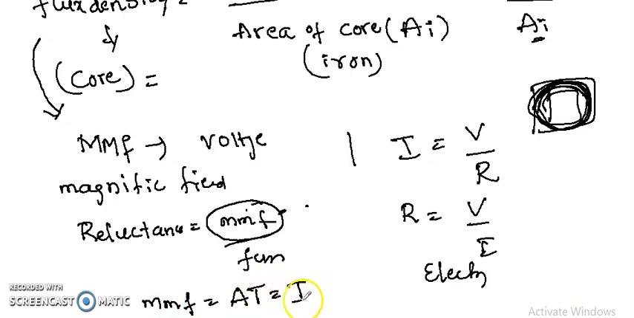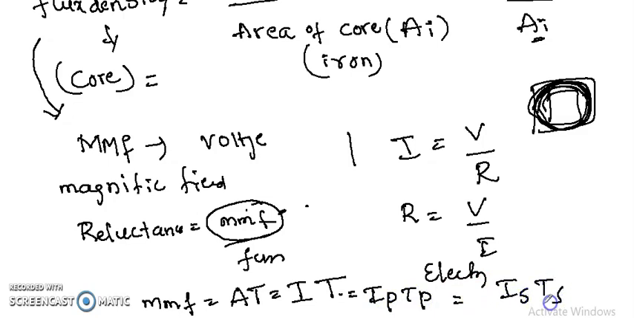Ampere means current. It depends on current and on the number of turns in the winding. MMF is nothing but ampere turn. With respect to primary, we can write primary current times primary turns, IP into TP. With respect to secondary, secondary current times secondary turns, IS into TS. We have to assume these equal in both cases. We shall check all these things in the derivation part.